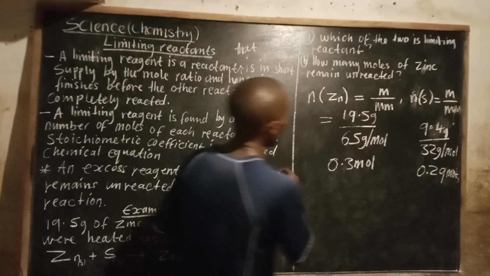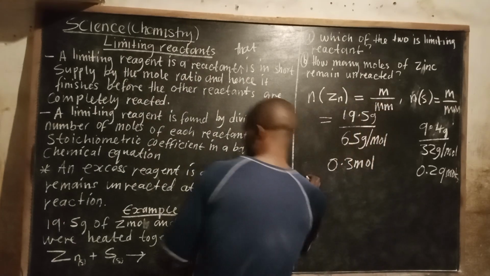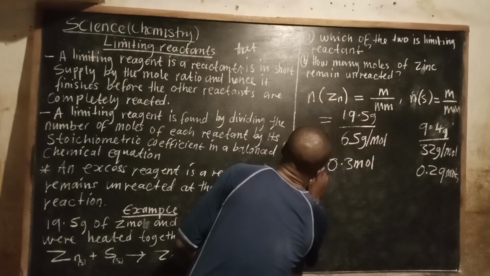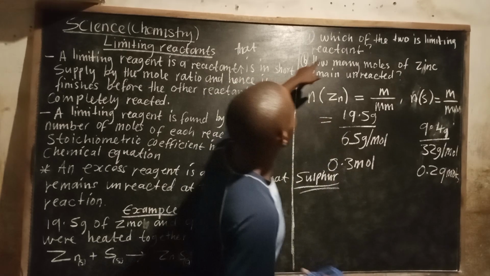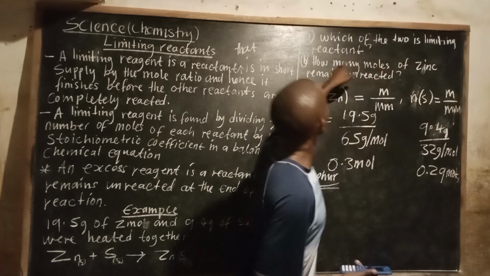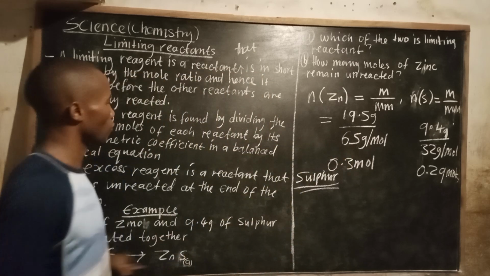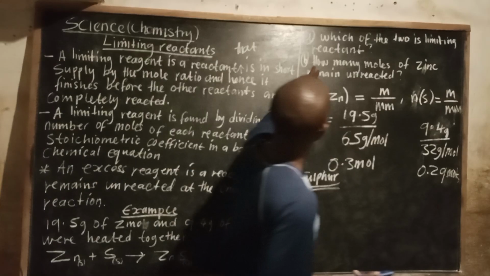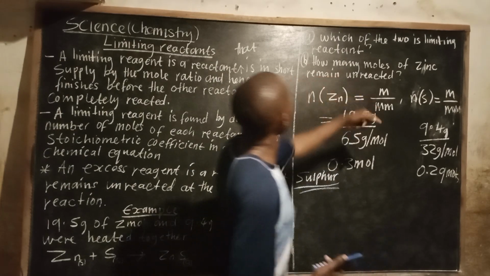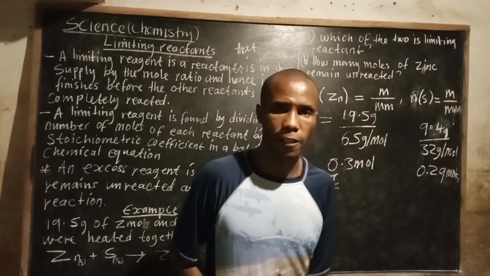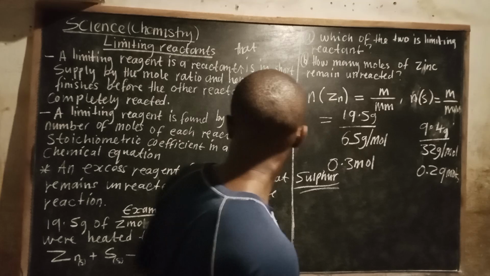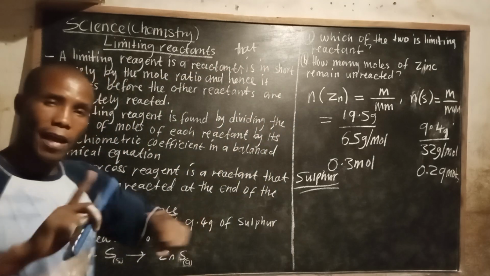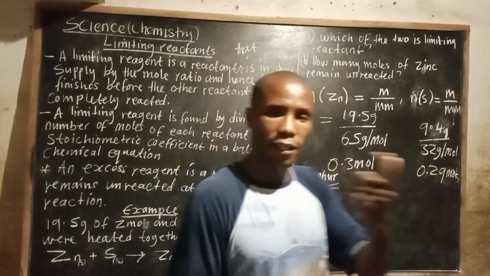Okay. So we go to the next one. Here the answer is sulfur. Okay. That is our answer. Because the question says, which of the two is the limiting reactant between these two? It is sulfur. Then we go to question B. How many moles of zinc remain unreacted? So how are you going to find that? You know what happens when these were heated?